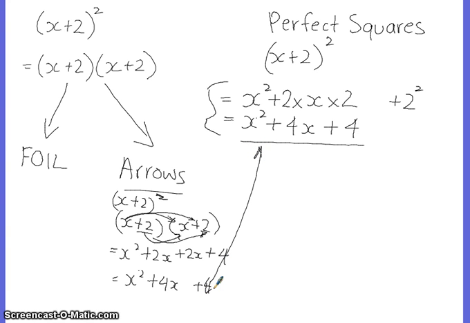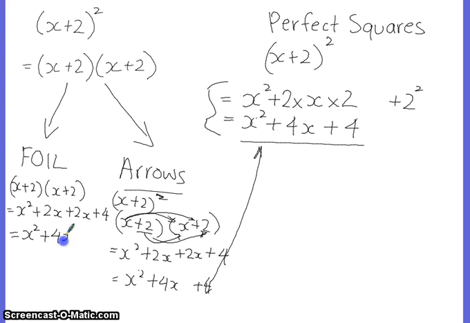Yeah? If we did it FOIL, for those people that are happy with FOIL, x plus 2, x plus 2, we'd have first, outers, inners, and last. And when we collect like terms, we get x squared plus 4x plus 4. Again, same answer, same answer. So there's ways of doing this which is more than one. What I'm trying to show you, I think, is a lot shorter.